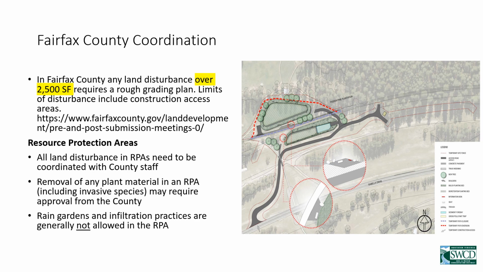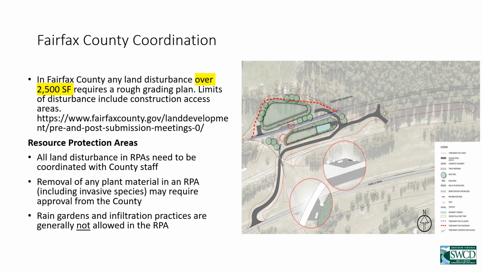We also need you to be aware that in some cases, coordination with Fairfax County will be required for these projects. Most projects are much smaller than anything that would trigger a rough grading plan or other site plan work, but it is good to keep in mind that the limits of disturbance will need to include any area of construction access. So if you're working in a remote part of a property and need to drive over pervious, unpaved surface to get there, that is going to be included in that square footage calculation. So it can add up.